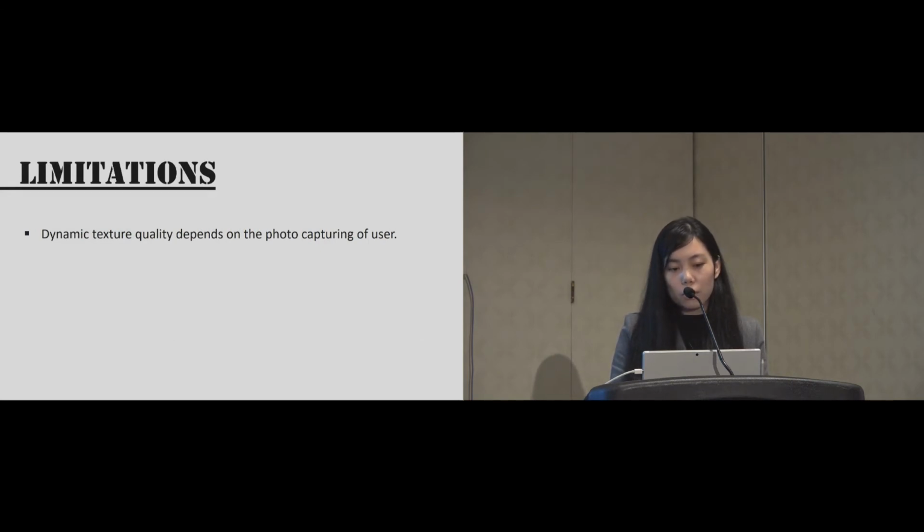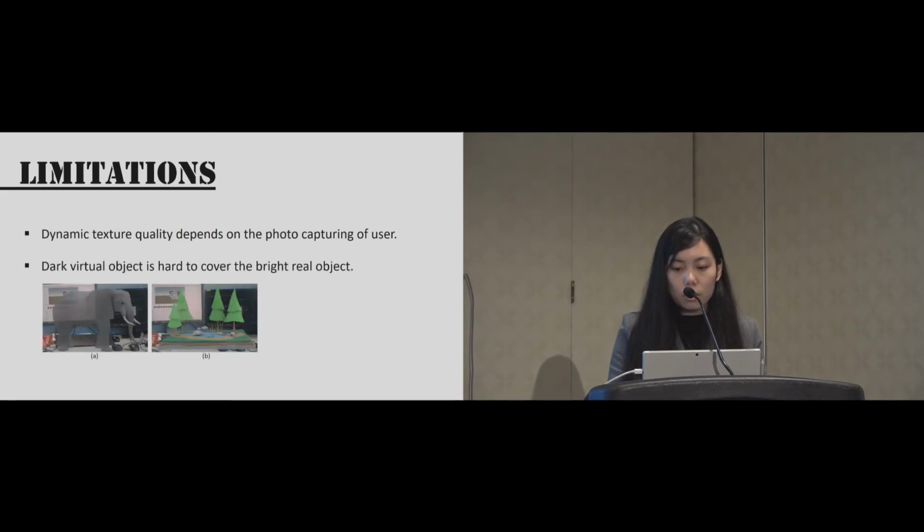But of course, we still have some limitations. First, the dynamic texture quality highly depends on the photos that users captured. So if we want to get better quality, users have to put in more effort to do the capturing. And the second, the key point of delete is covering, but the dark virtual object is hard to cover the bright real object, such as the things shown in Figure A. But on the contrary, the effect will be better.